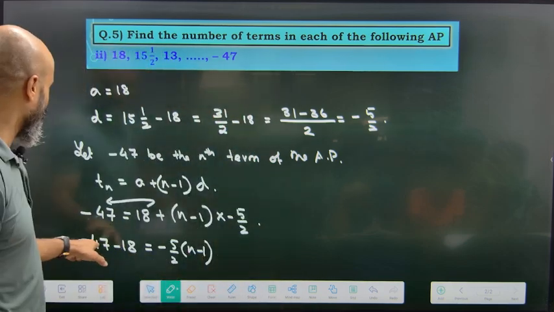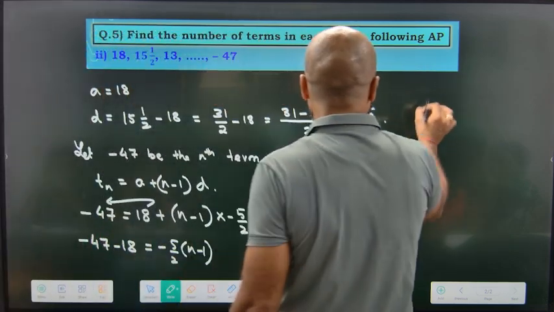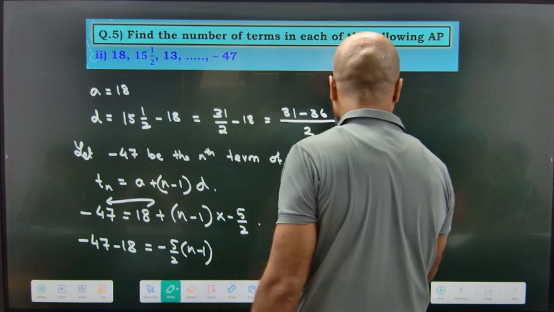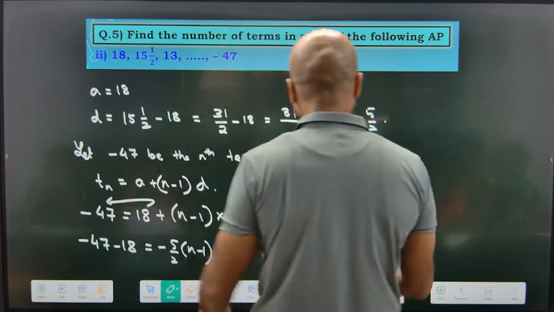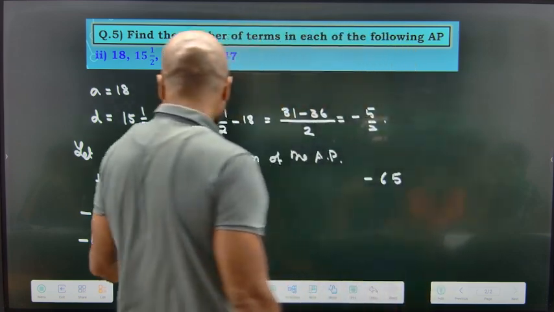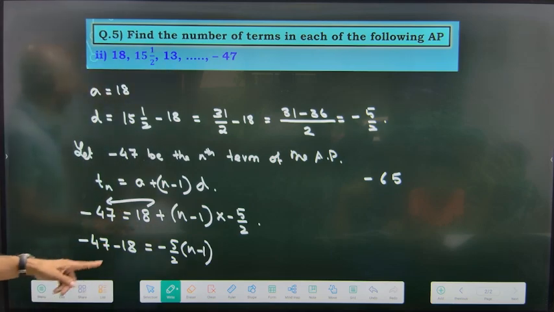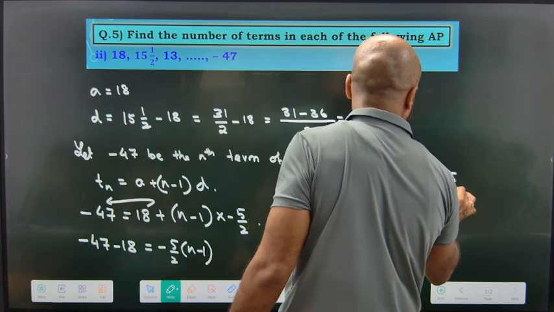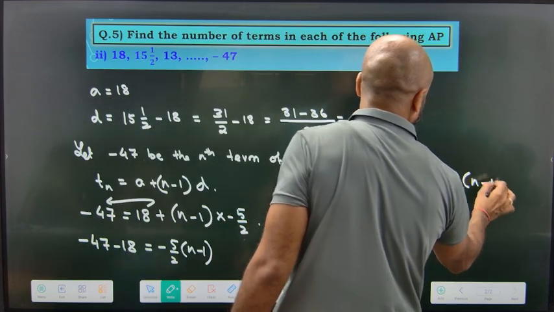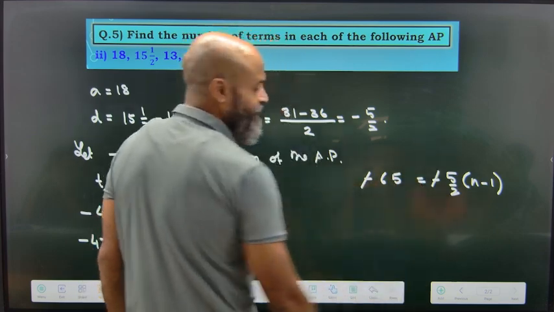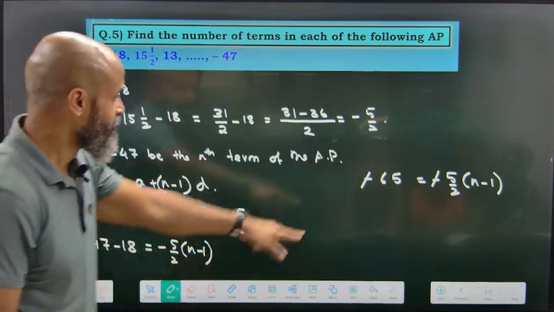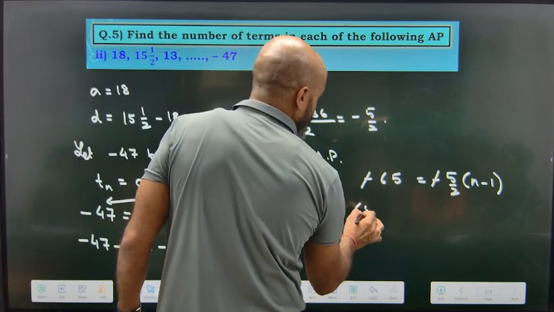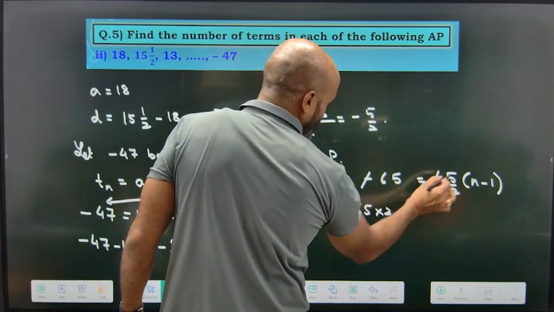Okay, so what will this be? Minus 47 minus 18. 7 plus 8 is 15, 4 plus 1 is 5, 5 plus 1 is 6. Minus 65 is equal to how much? Minus 5 by 2 into n minus 1. Okay, these two minuses cancel each other. So we have here 65. Now 65 into 2 upon 5.